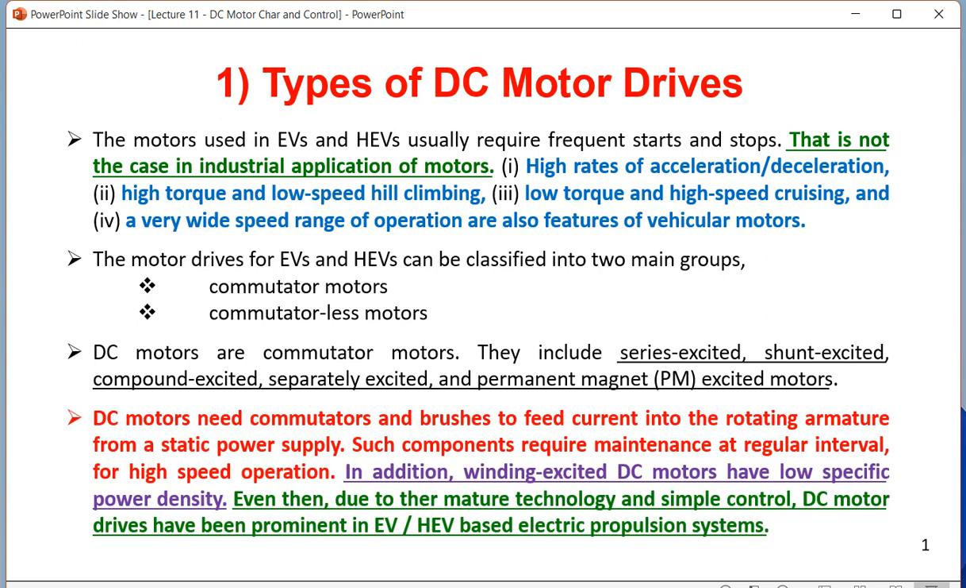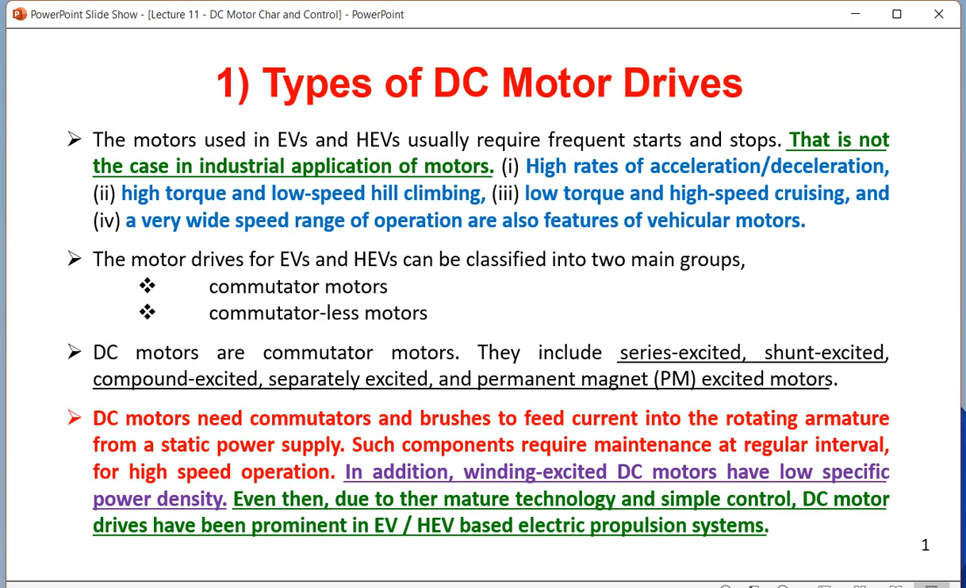DC motors need a commutator and brushes to feed the current into the rotating armature from a static power supply. The power supply is a static thing, but the armature is a rotating thing. It always used to be my wonder how, from a static or non-moving source, we can connect electricity to a moving armature. So in the previous lecture I showed you a video.